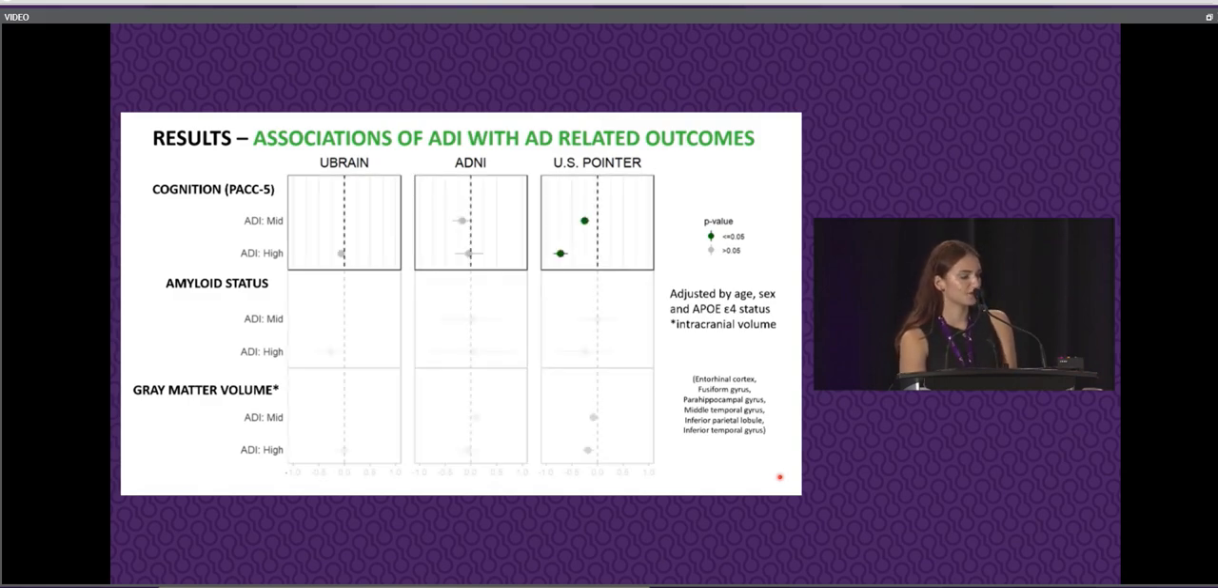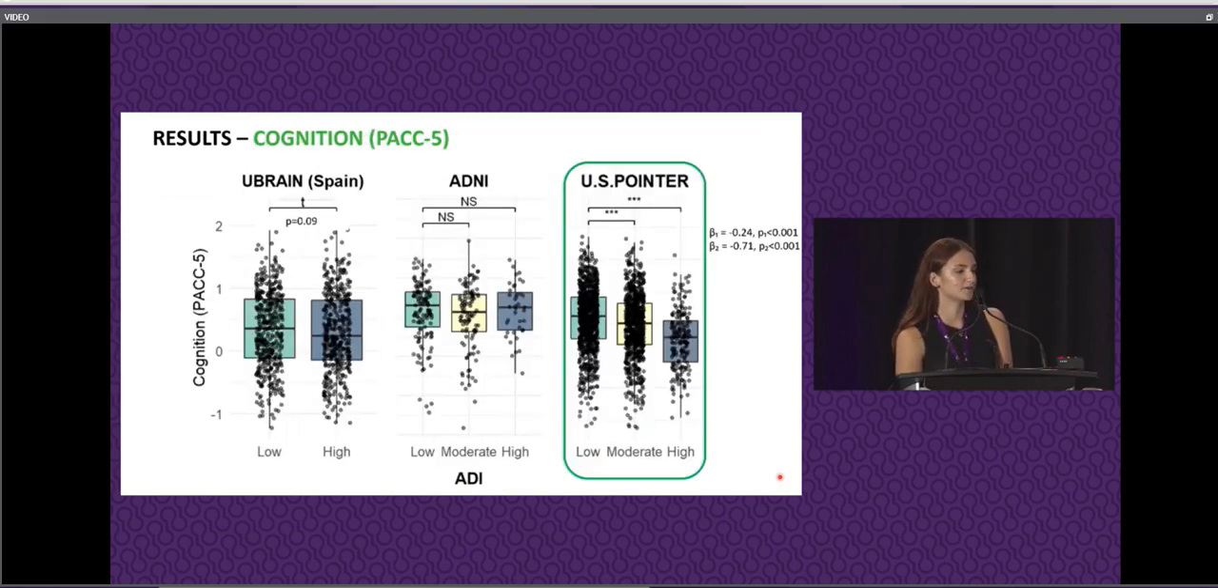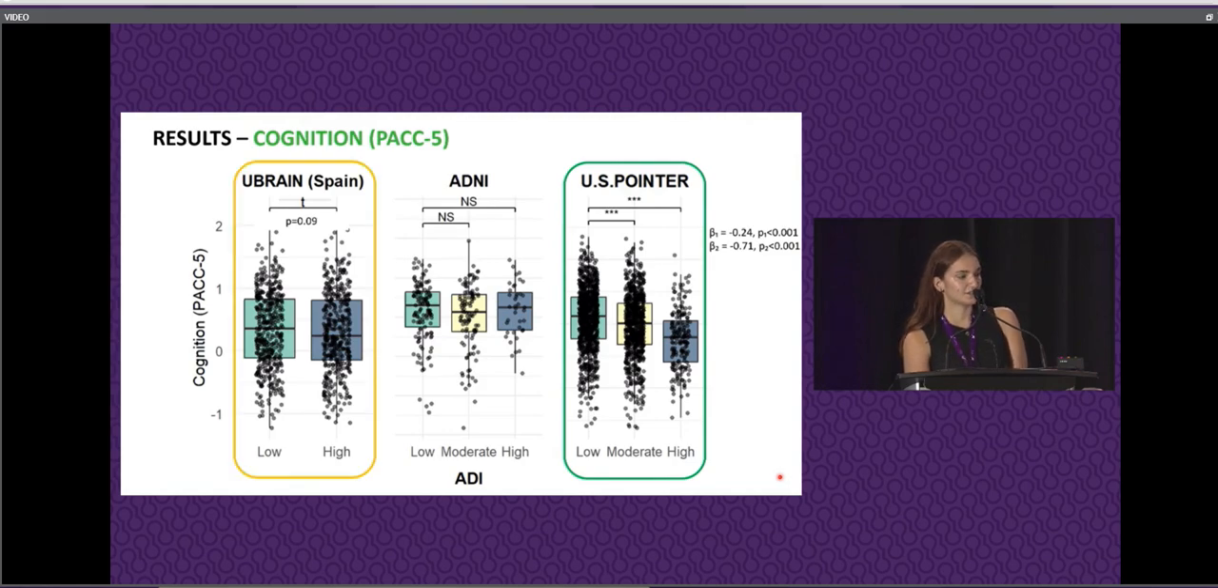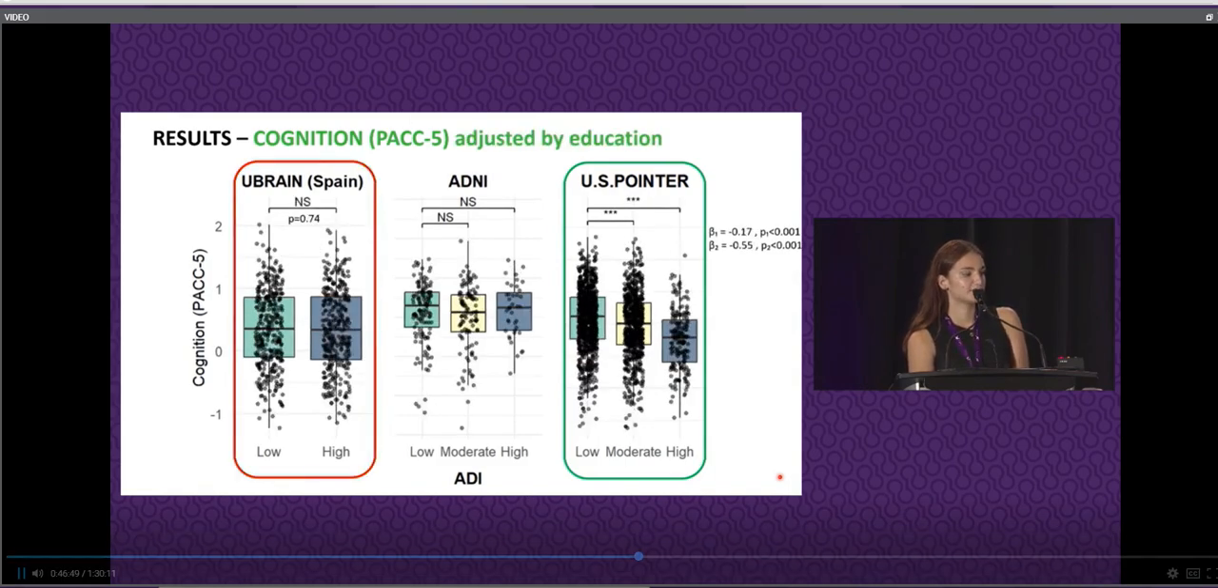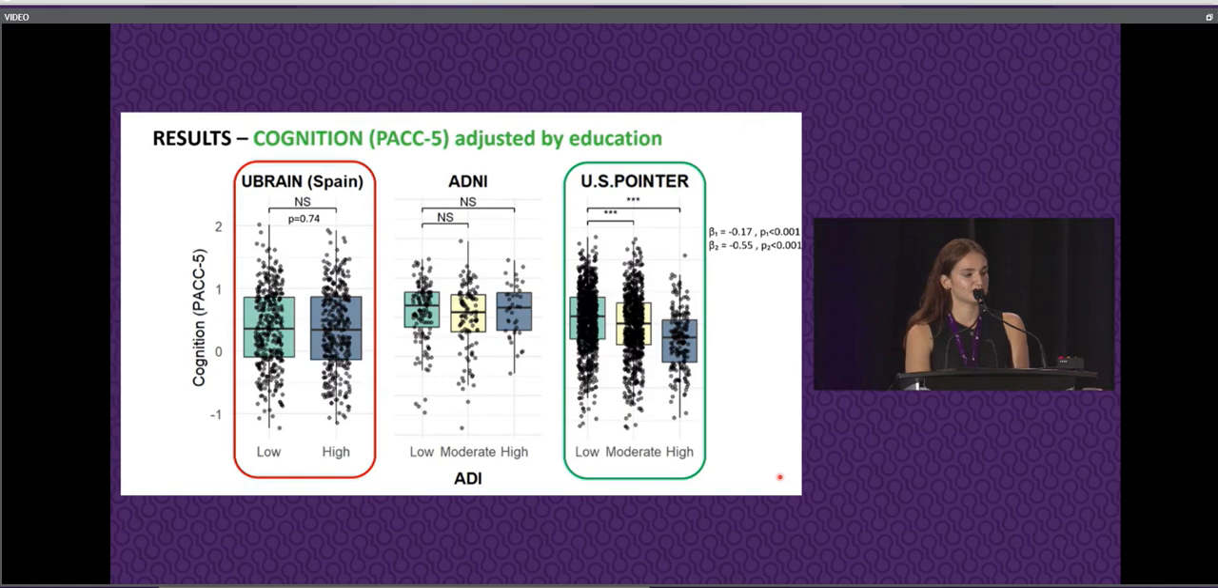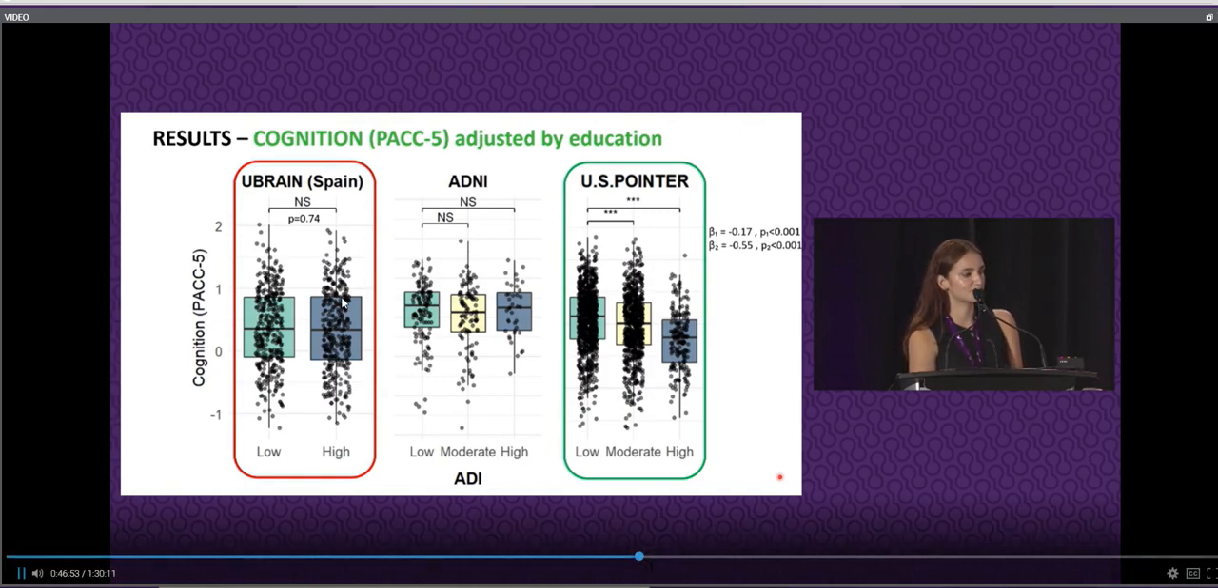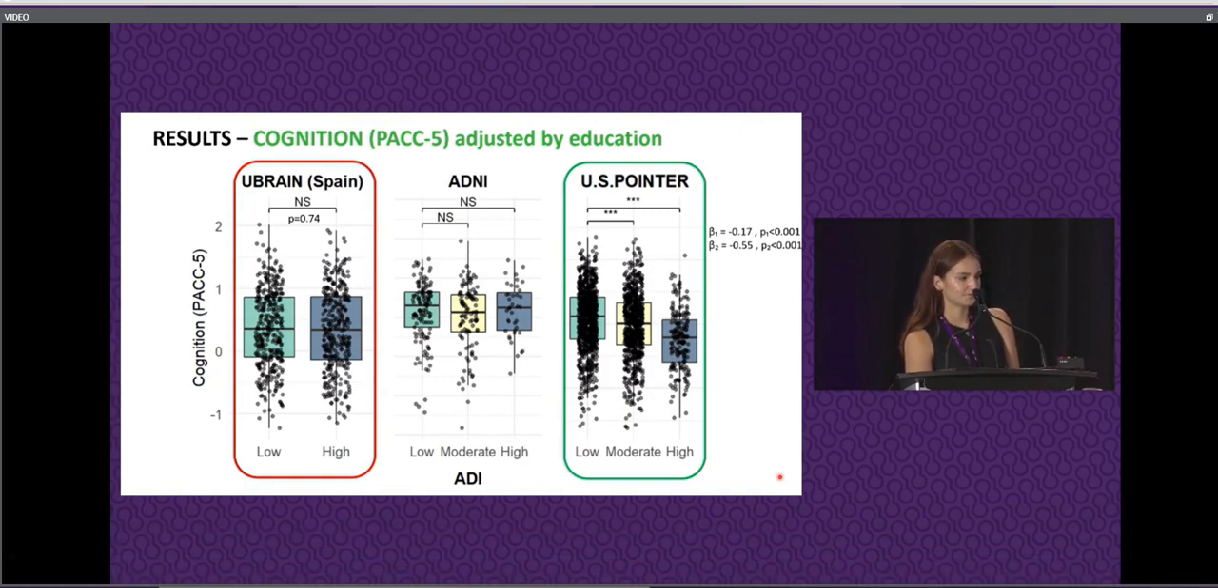First, for cognition, we found significant associations in US POINTER, such that participants coming from moderate and highly deprived areas showed poorer cognition compared to participants coming from low deprived areas, while no associations were found in ADNI and NEW BRAIN. However, there was a trend in NEW BRAIN going in the same direction as in US POINTER. When we adjusted by education, the associations in US POINTER remained significant, while the trend in NEW BRAIN became non-significant.